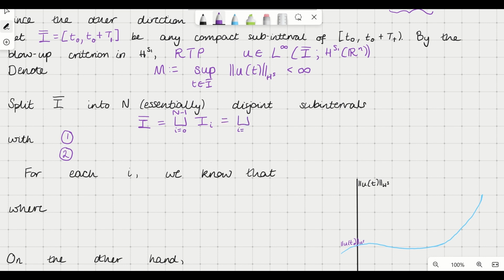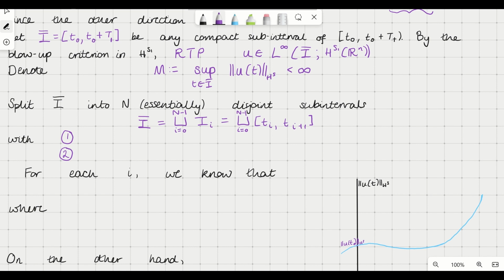And just to be clear, I'm going to denote each I as [t_i, t_{i+1}]. So I_0 starts at the initial time t_0. And I do these in a certain way.